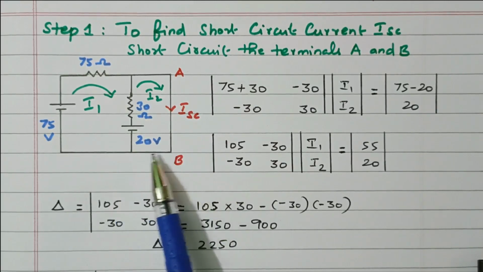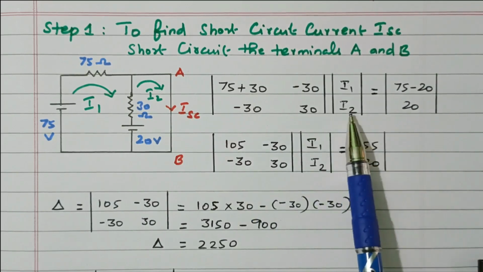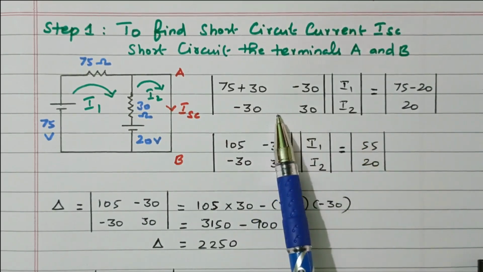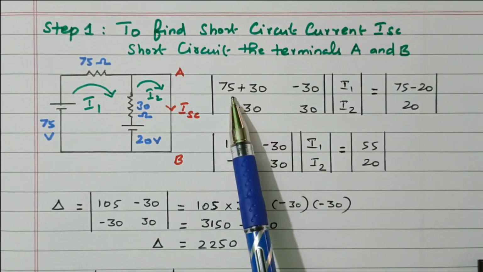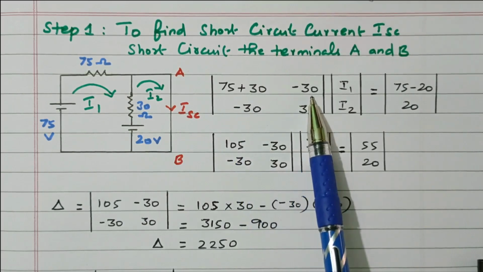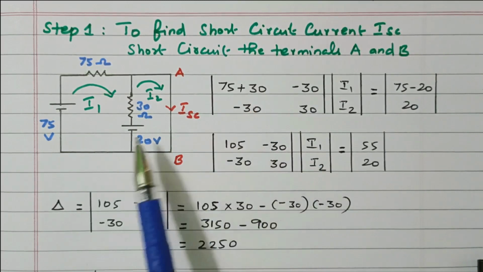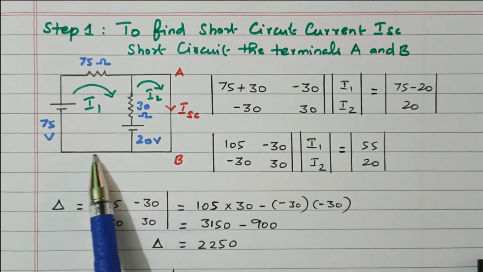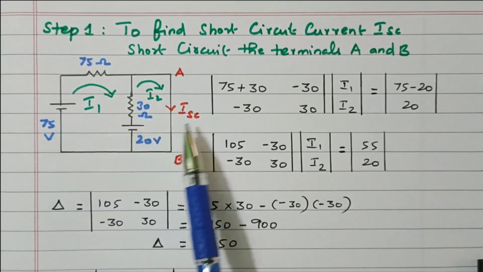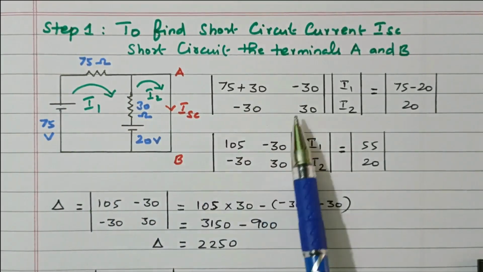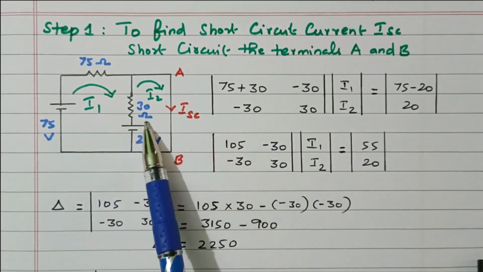By using this loop method, we can frame the matrix format. This is the voltage matrix, current matrix and resistance matrix. V equals I into R. This resistance matrix is R11, R12, R21, R22. R11 is the resistance available in the first loop. What are the resistances available? 75 ohm and 30 ohm. So 75 plus 30.